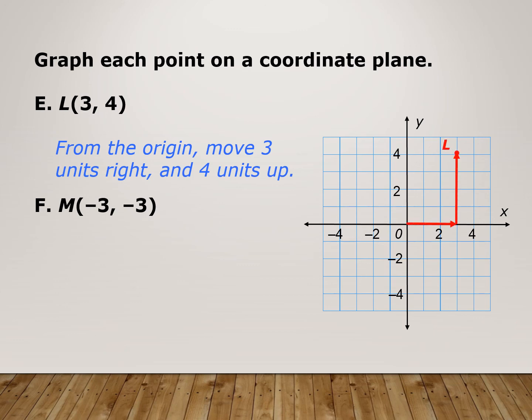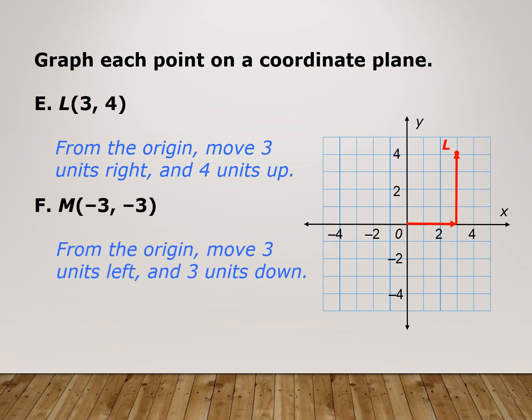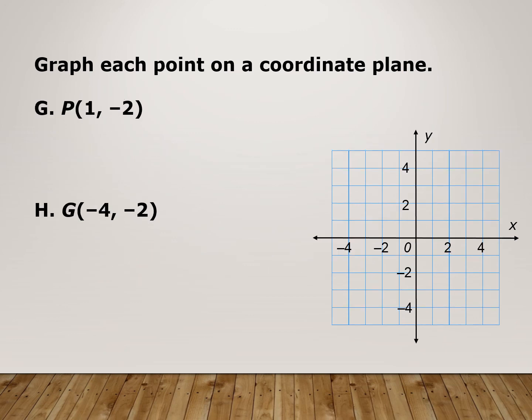Then next, let's have the point M. Yung ating ordered pairs ay parehas na negative 3. Ibig sabihin, yung ating quadrant will be in the quadrant 3. Then, from the origin, move 3 units left and 3 units down. Then, yung ating points will be there. So, ganun lang siya kadali.